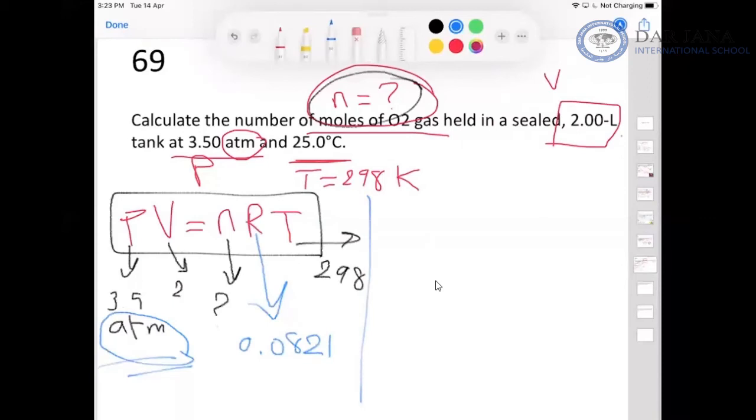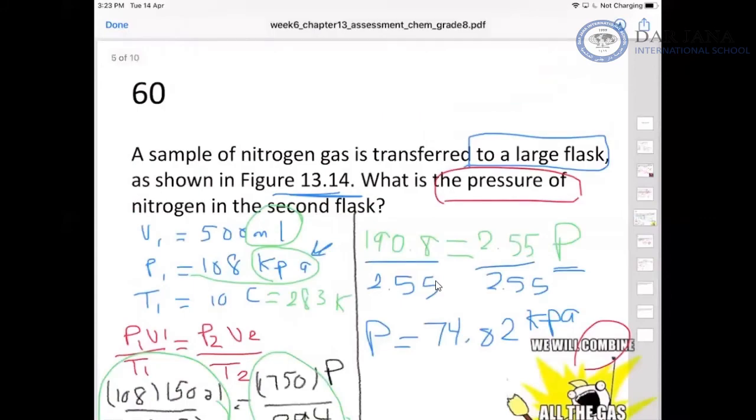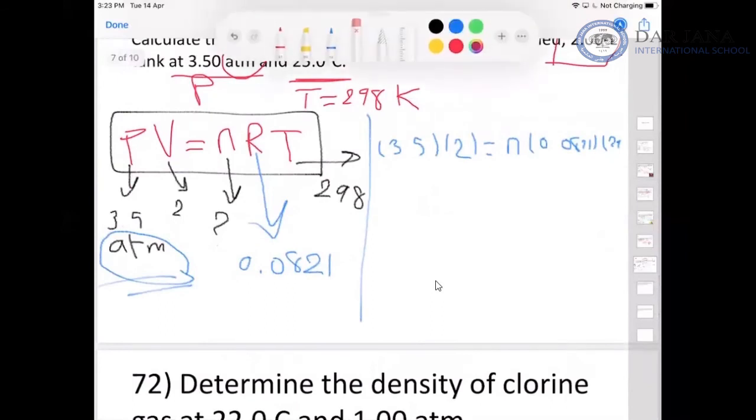So I have the pressure is 3.5 times 2 equals n is the unknown, 0.0821, and times 298. I don't have space here. Now I want to find n, right? So I'm going to solve: 3.5 times 2 is 7.